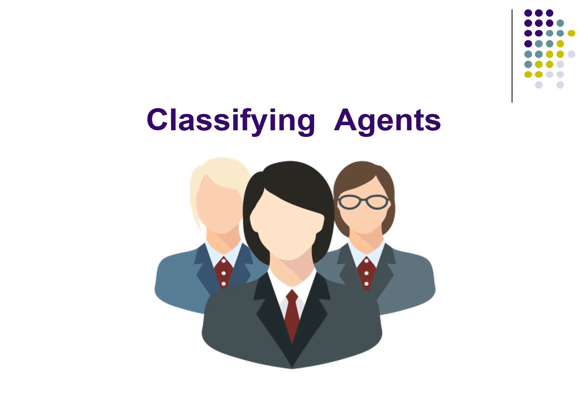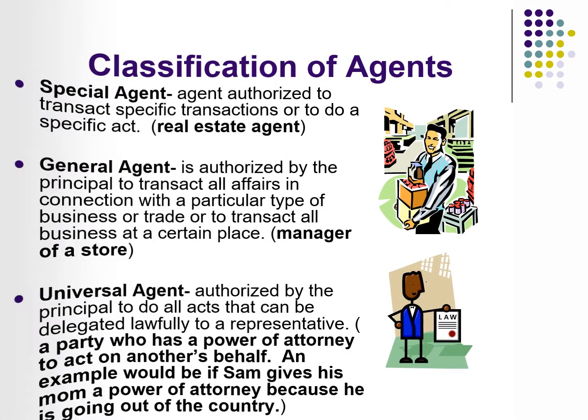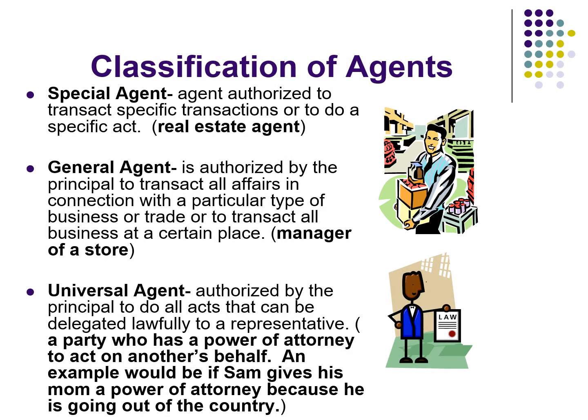Now, we've got ways we can classify agents. So let's look at the 3 ways to classify. Our 3 types of agents are special, general, and universal. The special agent is authorized to transact business to help you, the principal, negotiate a contract in a very particular specific area.